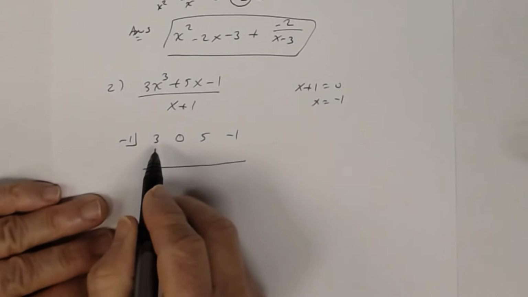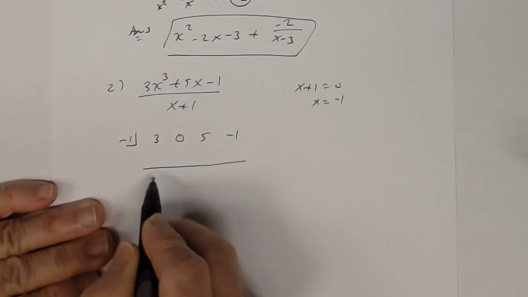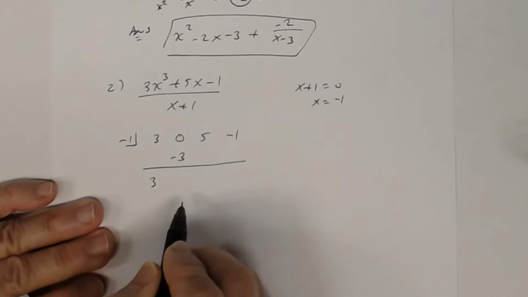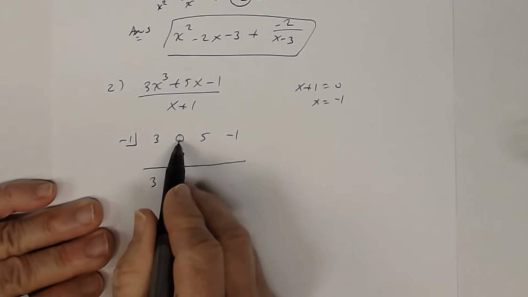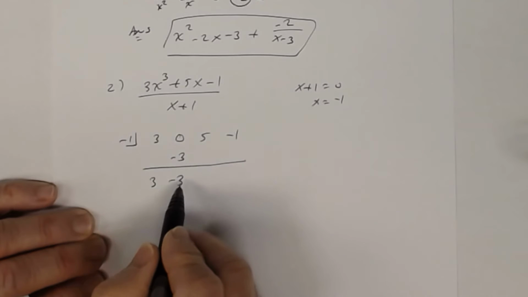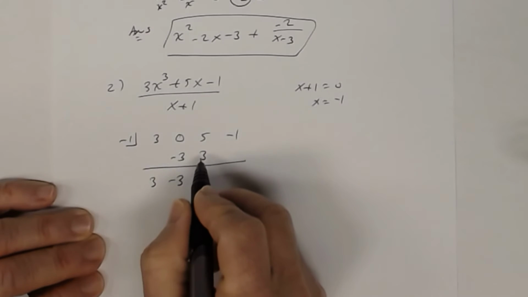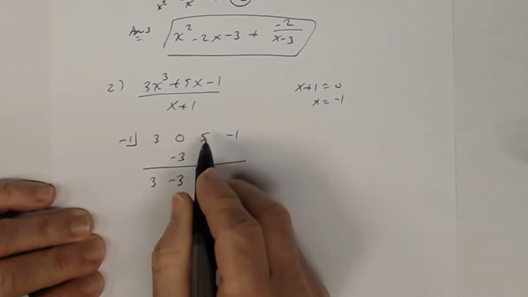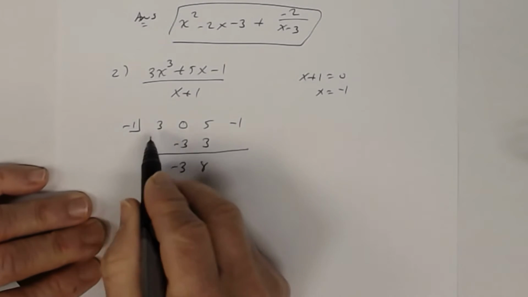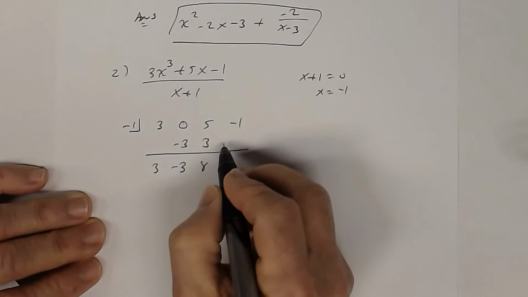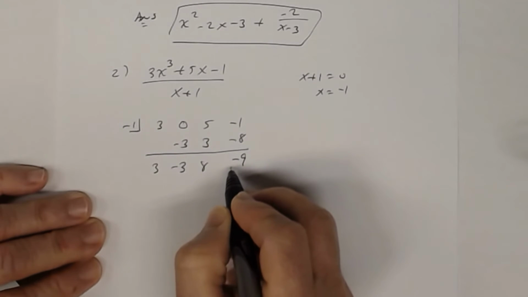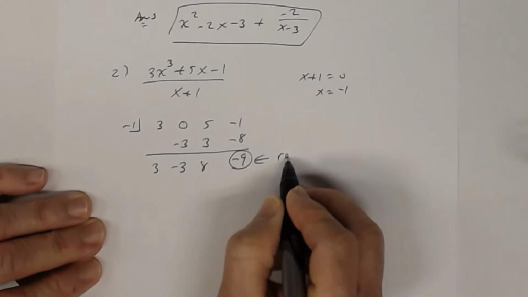The process is: bring down the first number, and then you multiply. -1 times 3 is -3. The -3 must go under the 0. Then you add those two numbers. 0 and -3 is -3. Then you multiply all over again. -1 times -3 is +3. 3 must go under the 5. Then you add. 5 and 3 is 8. Then you multiply. -1 times 8 is -8. And then you add, you get -9.